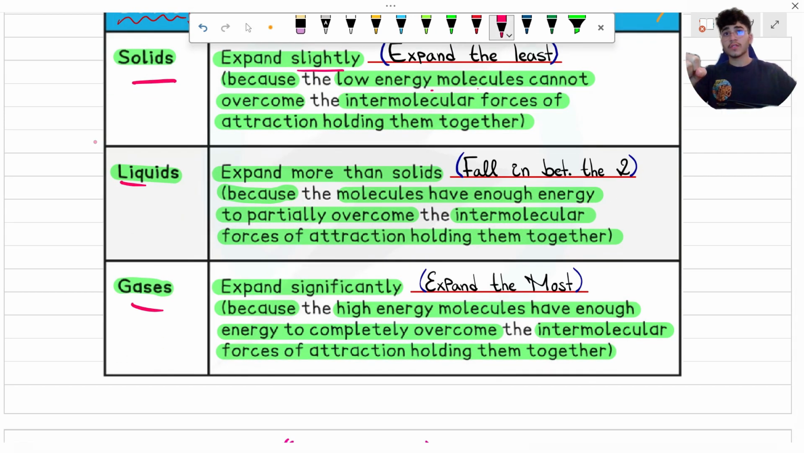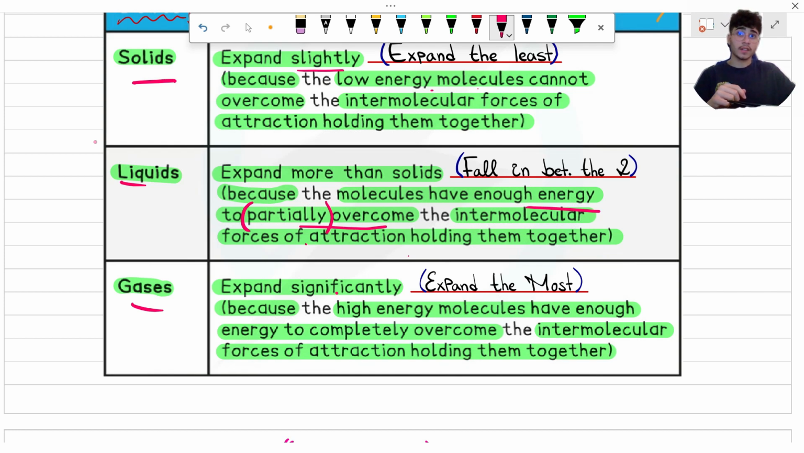Liquids, on the other hand, are going to expand a bit more than solids. They are not as much as gases, but not as little as solids. They're somewhere in between because molecules have enough energy to partially overcome intermolecular forces of attraction holding them together. Here, partially. So liquids expand just a little bit more than solids. Again, liquids and gases are fluids. They have the ability to flow, so their particles are able to slide past each other. This is why the intermolecular forces of attraction are not as strong as in a solid.